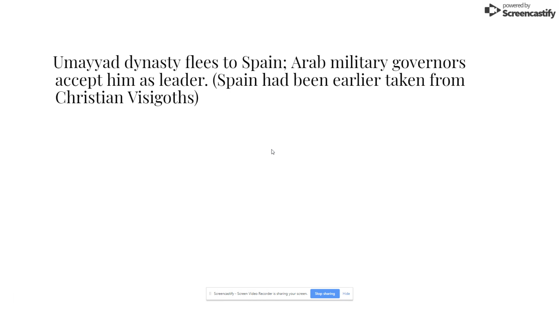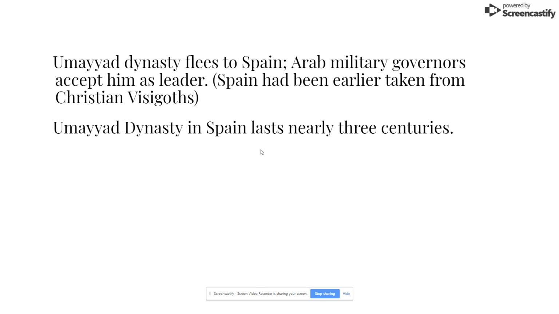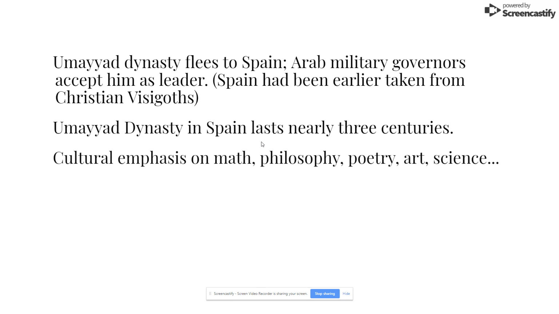Okay, so as a quick summary of what we just said, really important parts historically, that means context, right? The Umayyad Emir flees to Spain, starts the Umayyad dynasty in Spain, where there were Arab military leaders who had previously conquered the Visigoths. You can just say Goths, it's fine. And they accept him as their leader. The Umayyad dynasty actually ends up lasting for 3 centuries in Spain, so for quite a while, and they are well known for an emphasis on math, philosophy, poetry. So it's a really highly developed, high culture interest.